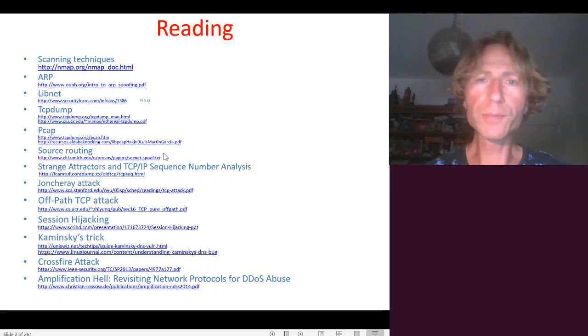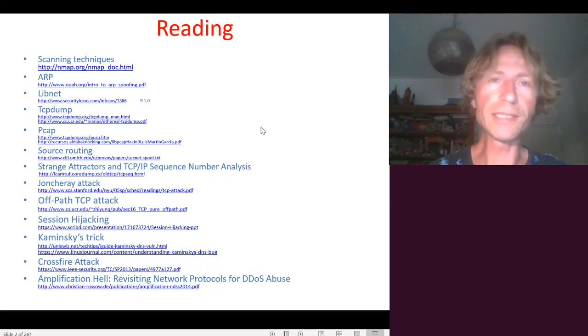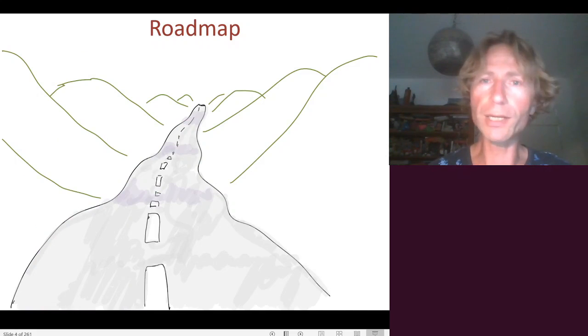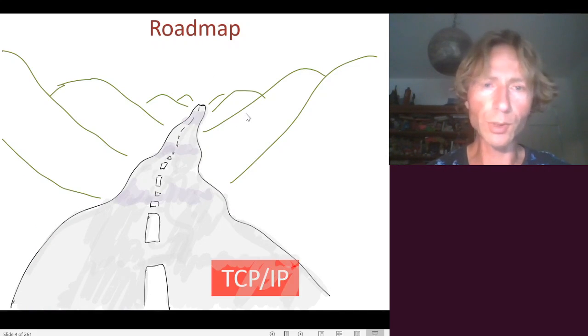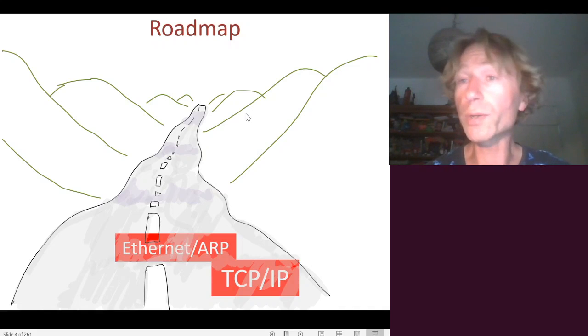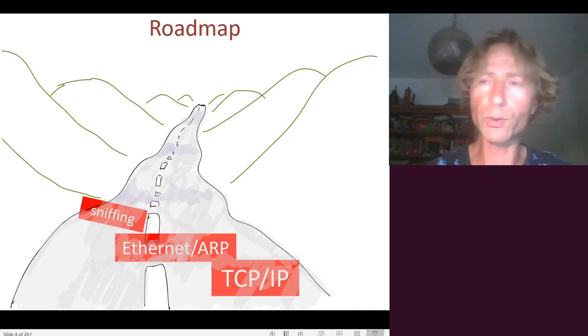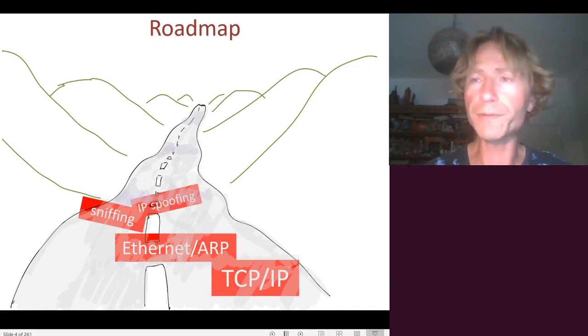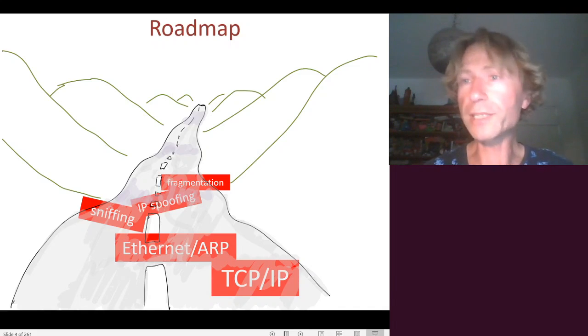Okay, so let's dive into the details of network security. What we're going to do is look at typical network protocols, just like the ones that you've had in computer networks. We're going to look at TCP/IP. We're going to look at Ethernet and the address resolution protocol, and then we're going to look at attacks that you can do with that. For instance, sniffing or spoofing, okay, or fragmentation attacks.